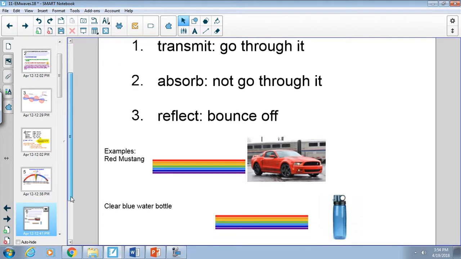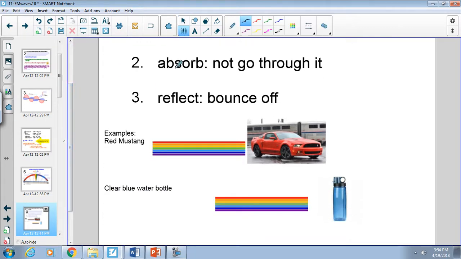And if you take a picture, that's kind of how color works. So we have all the visible light coming around over here, and this red Mustang, which is sweet, reflects off the red. The clear blue water bottle filters all of the color, letting blue out so that we can see blue.